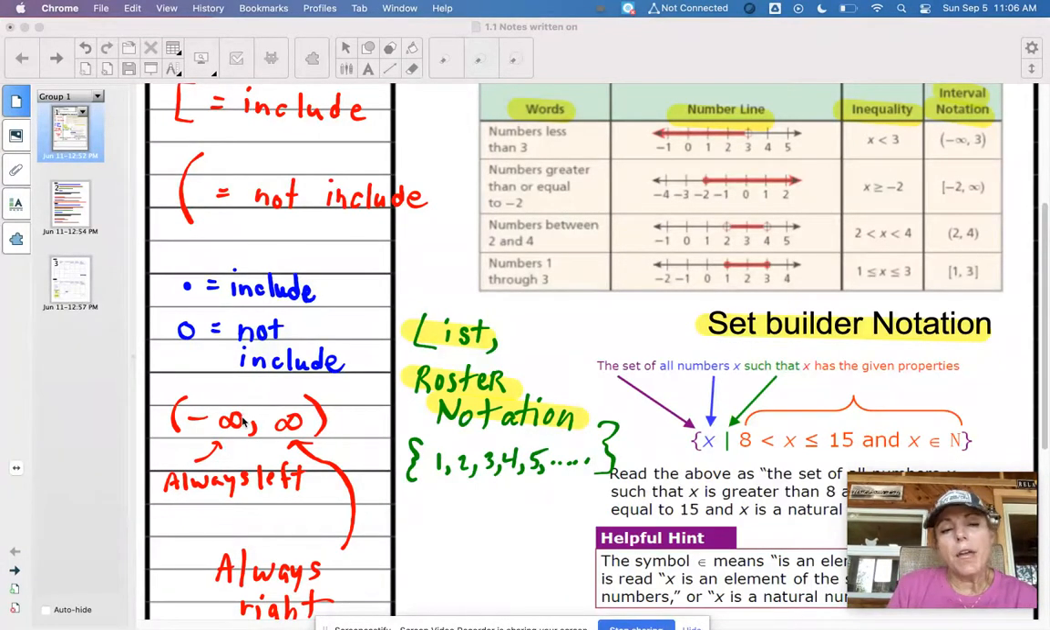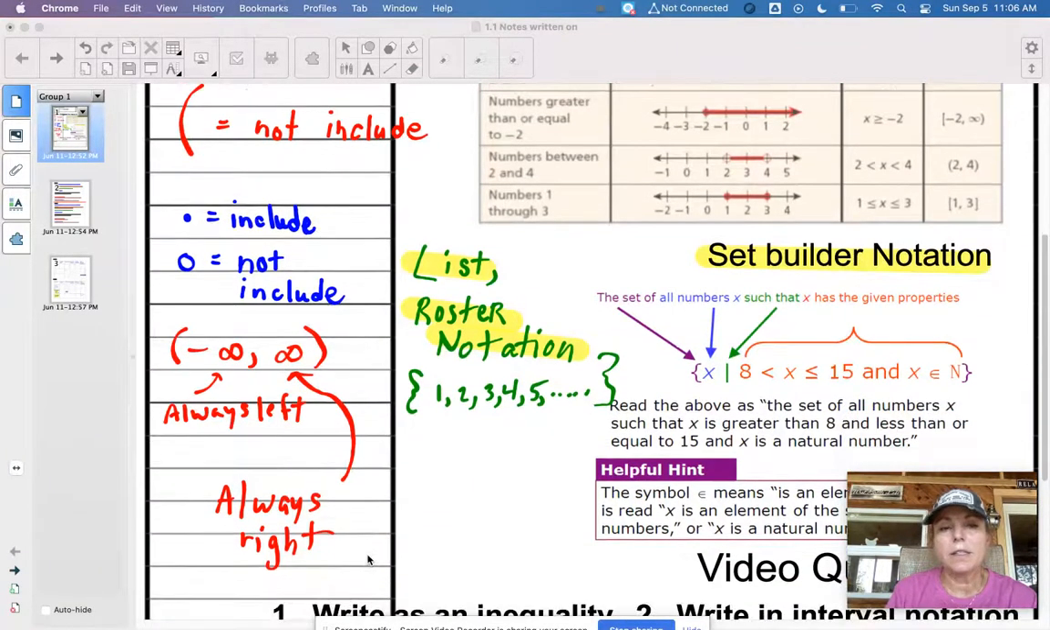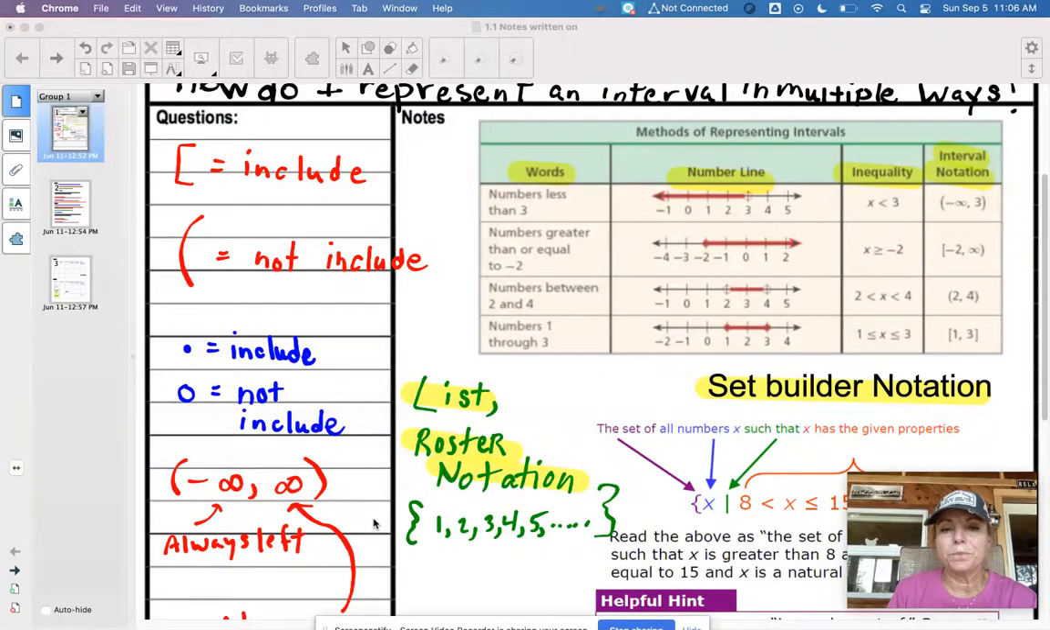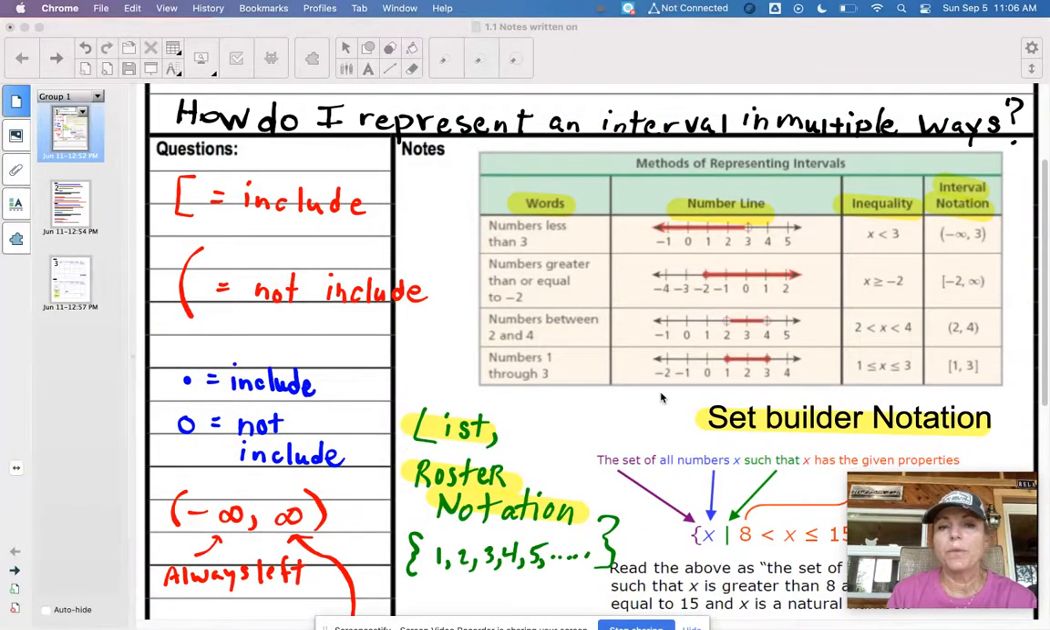So another thing I want to mention is students always ask, well, I don't know if I put negative infinity on the left or the right. Negative infinity is always on the left. Infinity is always on the right. That's why I'm writing this information down. So what you should do is pause the video and take the time to write this information down. I am going to continue.